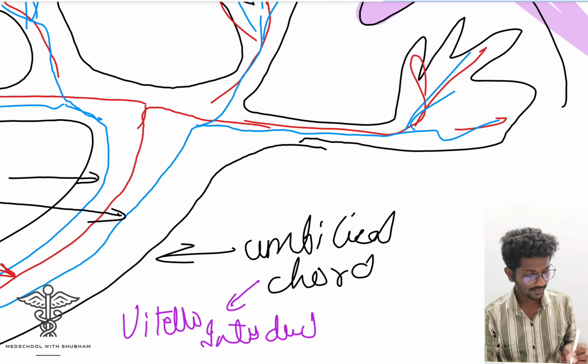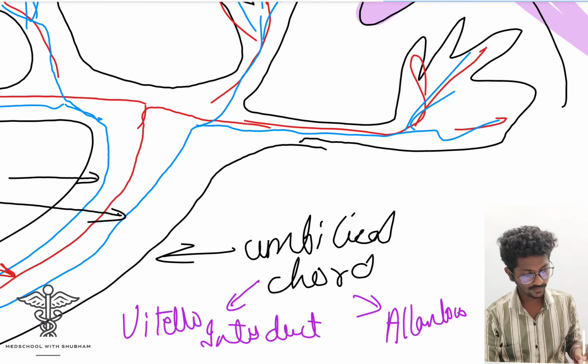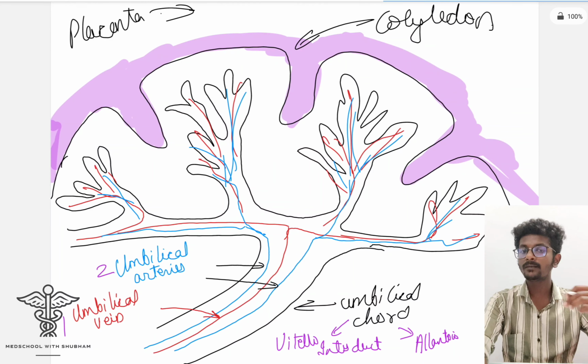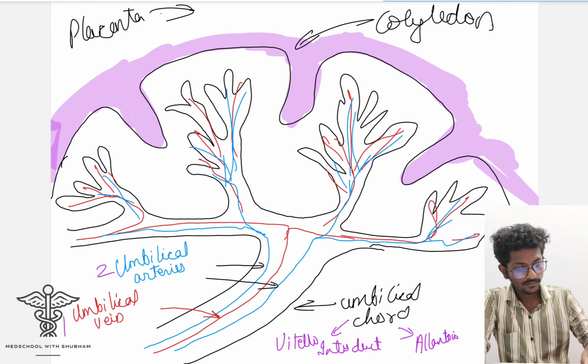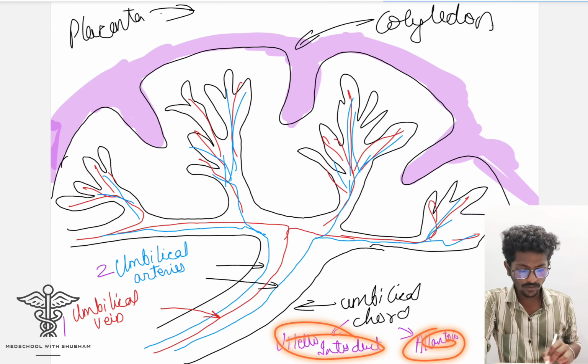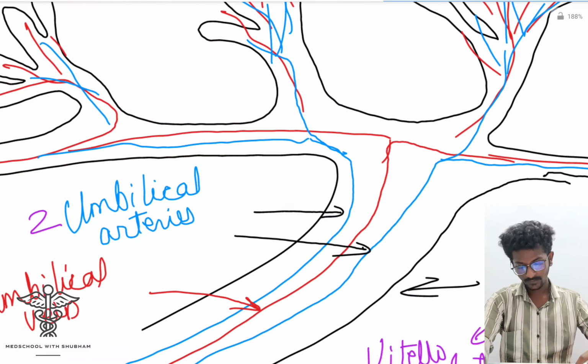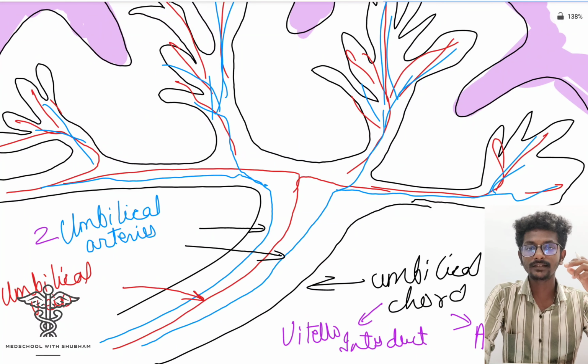Vitellointestinal duct, and also we have the allantois. So overall in the umbilical cord we have the vitellointestinal duct, the allantois, 2 umbilical arteries, and 1 umbilical vein. The 2 umbilical arteries and the 1 umbilical vein.